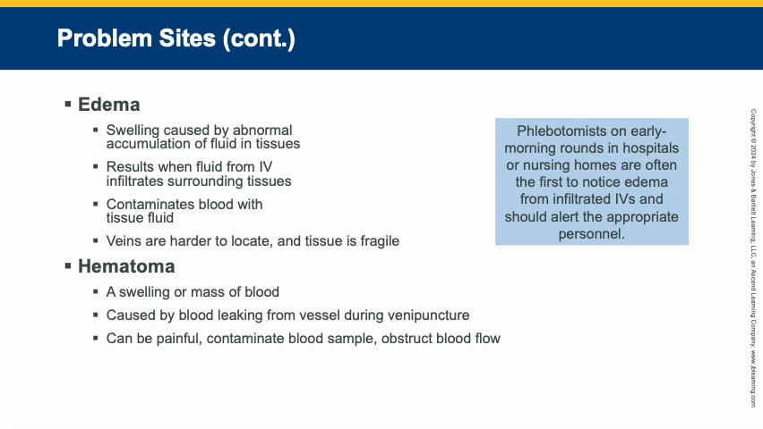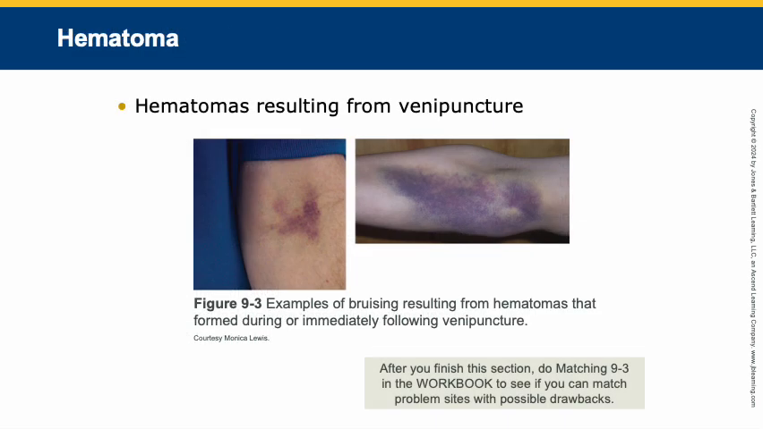A hematoma is a swelling or mass of blood that can be caused by blood leaking from a blood vessel during and following venipuncture. A large bruise eventually spreads over the surrounding area. Here is a picture of one.